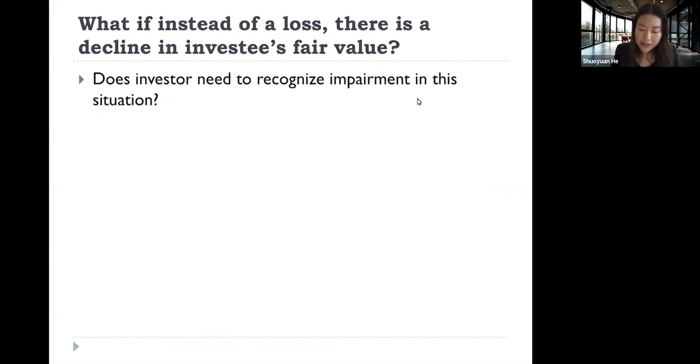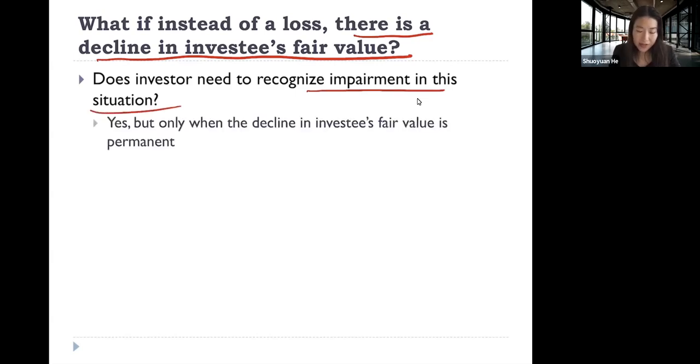And what if instead of a loss, there's a decline in the investee's fair value? Should the investor do anything in these situations? More specifically, should the investor recognize impairment? The answer is yes, but it comes with a condition: only when the decline in the investee's fair value is permanent does the investor need to record an impairment. Otherwise, the investor doesn't need to do anything.